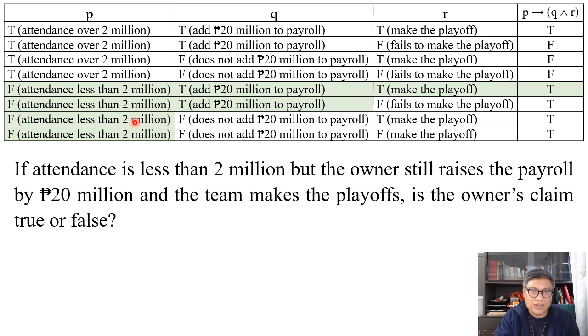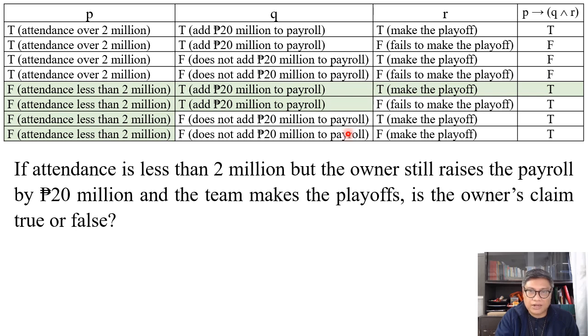Because we have the four possibilities here, we have to look at the second statement. It says that it raises the payroll by 20 million, meaning adding 20 million or not adding 20 million. The word raises 20 million means you add 20 million. So from the four here, you drop the two, and we are now concentrating on these two statements because both are the same so far.